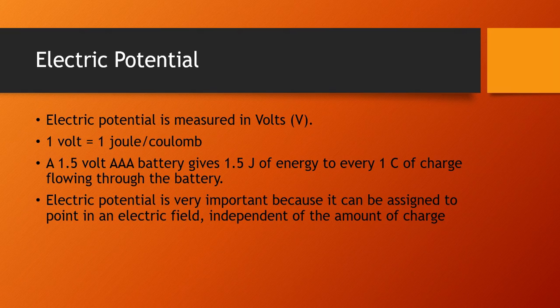So for example, a 1.5 volt AAA battery gives 1.5 joules of energy to every 1 coulomb of charge that flows through the battery. So remember, we can assign electric potential to any point in an electric field independent of the amount of charge that is generating that electric field.